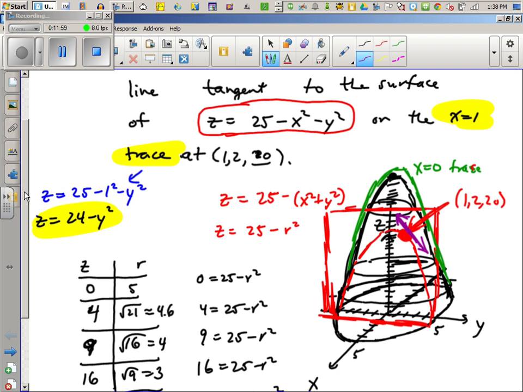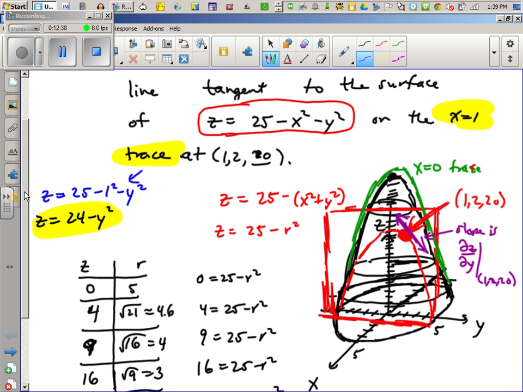That's dz dy. The slope of that line is dz dy. You guys agree? Okay, cool. So we get the slope of the line using dz dy. That's half the battle. The slope of this thing is going to be dz dy, and of course you're going to plug in the 1, 2, 20, because you don't want just any slope, you want the slope at that point. Partial derivatives are easy to find. Then we'll plug in 1, 2, and 20, and we'll have the slope of that line.